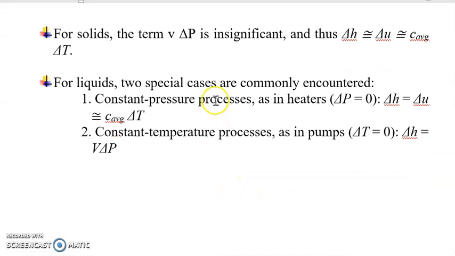So for solids, the term V delta P is insignificant. Delta P is insignificant for solids and liquids, so the change in enthalpy is approximately equal to the change in internal energy, which is approximately equal to Cp delta T. For liquids, two special cases are commonly encountered. The first is constant pressure processes, as in heaters, so delta P is equal to 0 and delta H is equal to delta U. For the second case, constant temperature processes, as in pumps, delta T is equal to 0, and consequently delta H is equal to V delta P.